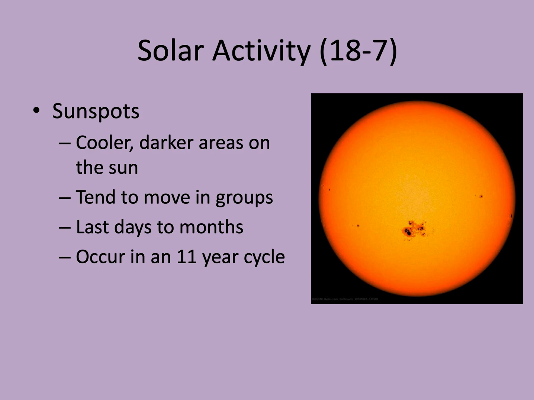Sunspots tend to move in groups, and they tend to move around the sun as the sun rotates. They can last days or up to months, and they happen on an 11-year cycle. So about every 5.5 years we have a maximum, and then 5.5 years later we have a solar sunspot minimum, and then 5.5 years later we have a sunspot maximum. So the cycle completes itself. From one maximum to the next, it occurs every 11 years.